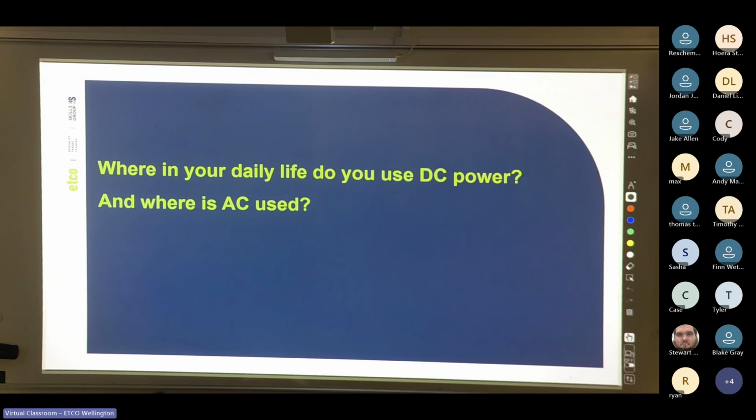Where is AC used? So think about where it's AC, but it doesn't get changed into DC. Yeah, we look at the example of the lighting in the house. Well, it uses AC power, but up until the lights, if it's an LED, it uses DC. Yeah, your oven, your dryer, your washing machine, yeah, they all use AC. Yeah, pumps. Yeah, your heaters, AC, your air conditioning.